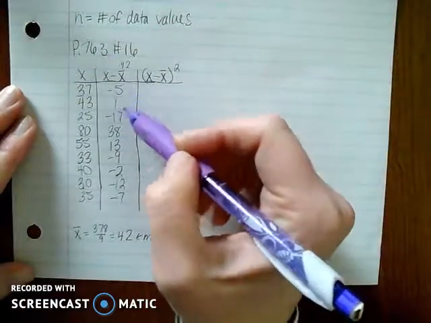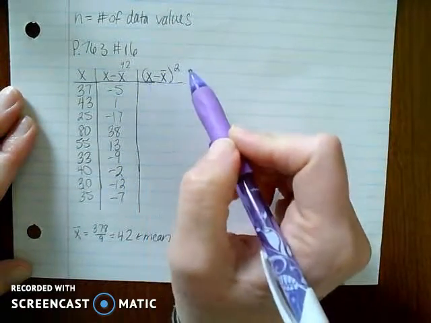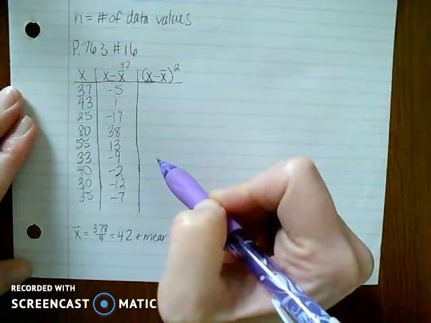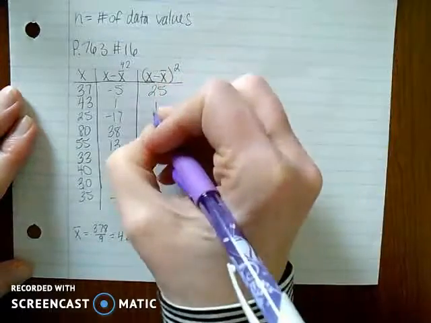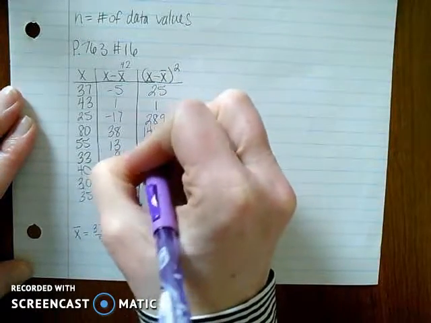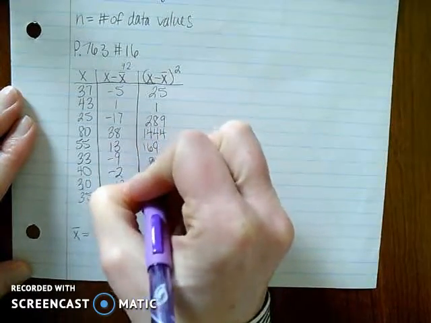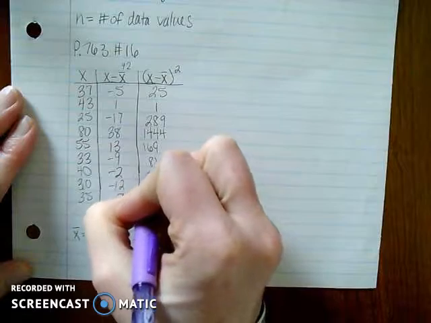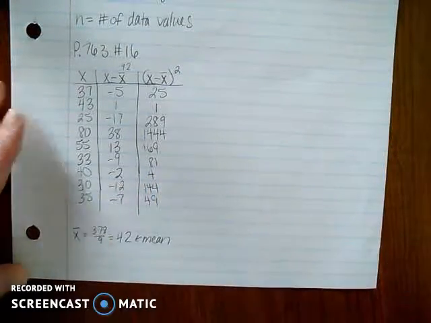Okay, then what we need to do is square these numbers. You should hopefully remember that anything squared has to be positive. So this is going to give us 25, 1, 289, 1,444, 169, 81, 4, 144, and 49.